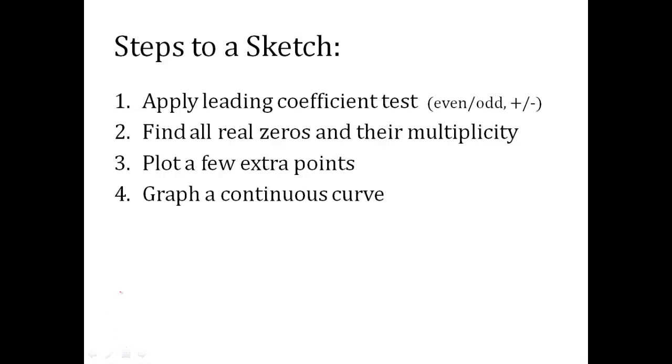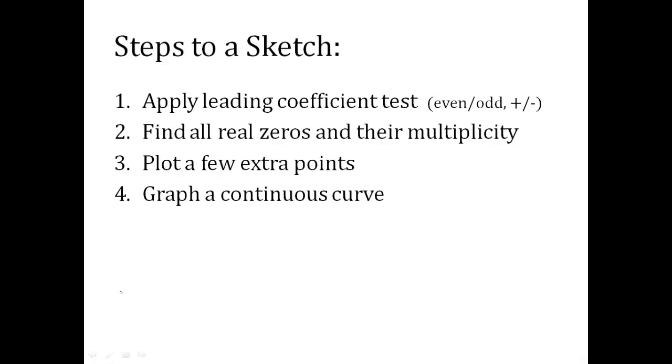First of all, you look at the equation, you apply the leading coefficient test. Decide, is it even, odd, is it positive or negative? And that'll tell you where the arms of the graph are going, both up, both down, down to the left, up to the right, down to the right, up to the left. Whichever way it works, you need to apply that leading coefficient test. That gives you a broad picture of the graph.